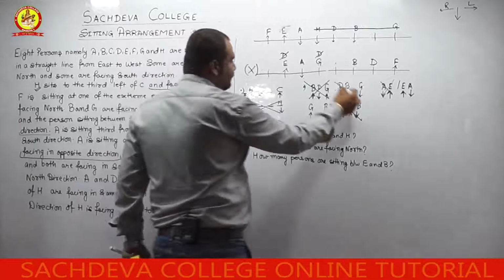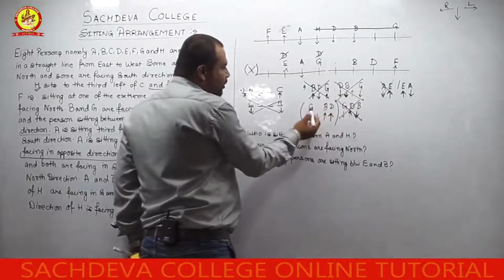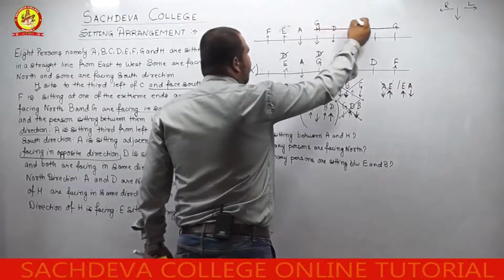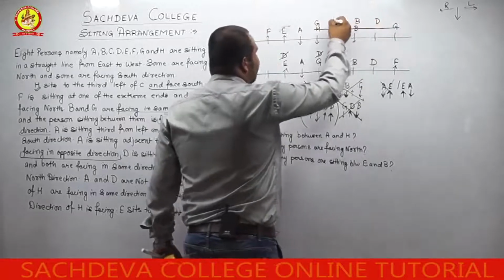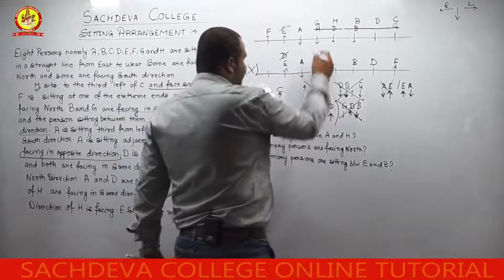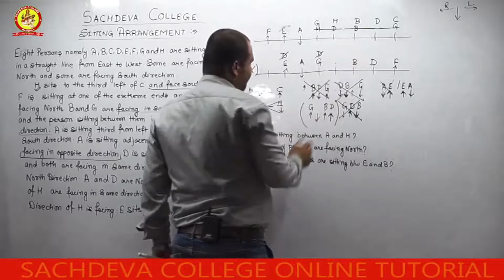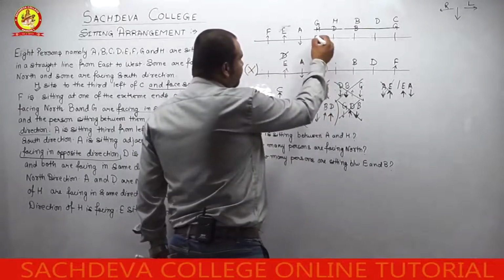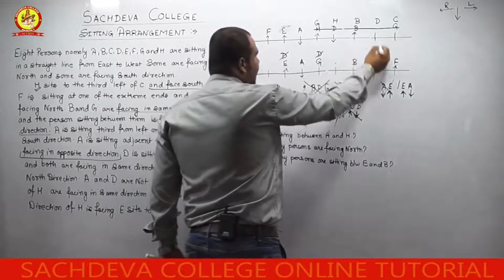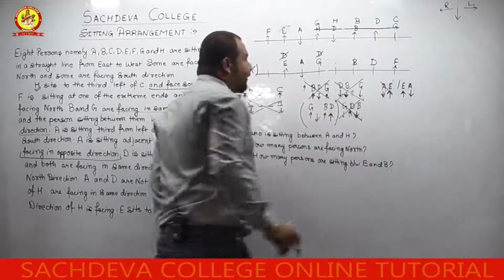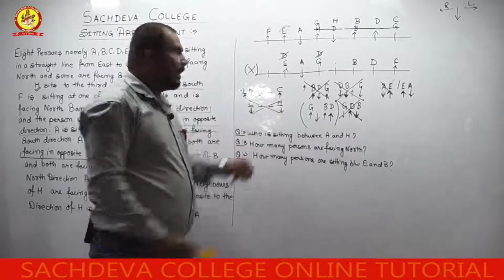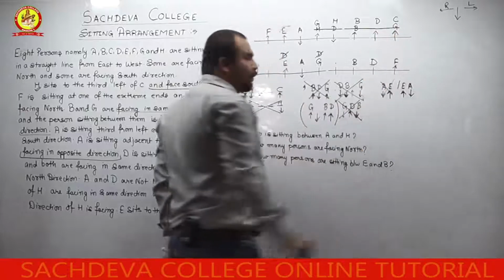Then again we have the second part, G space BD, then we have H and C. Now, G is facing north, H is facing south, B is facing north, D is facing north. And what was the position of C given? C was facing in the north direction. Yes or no?